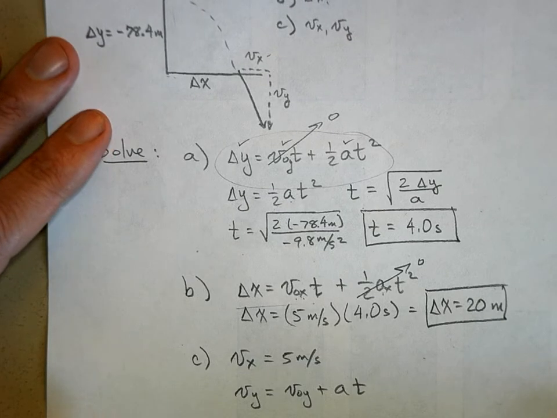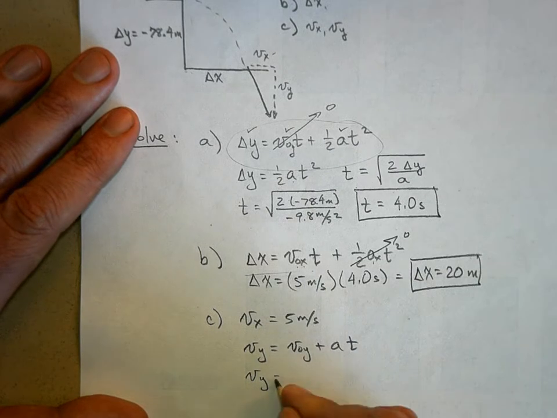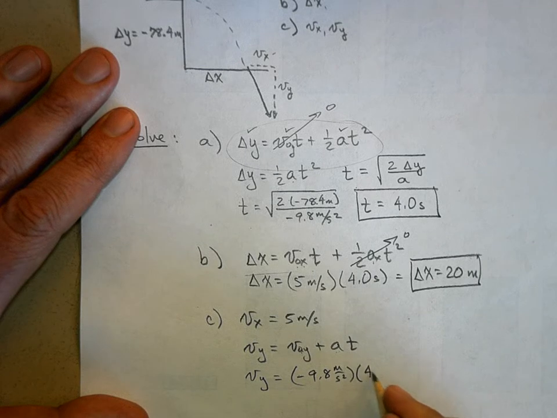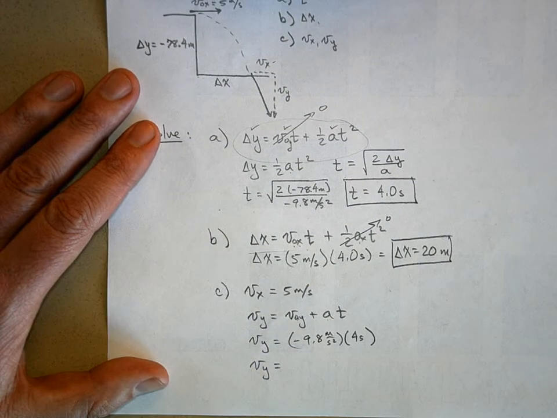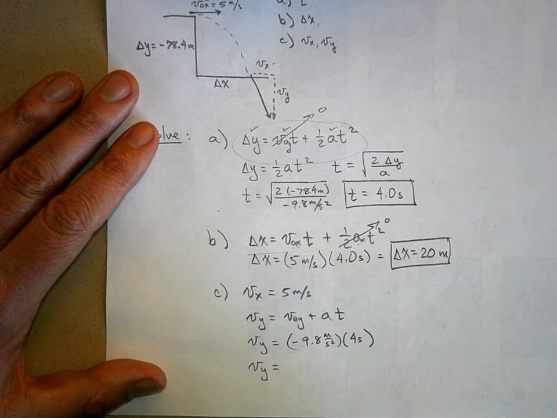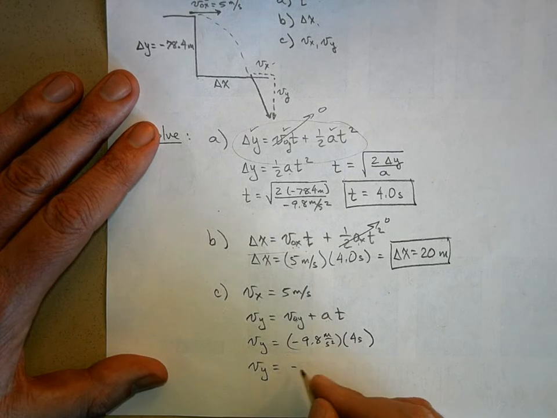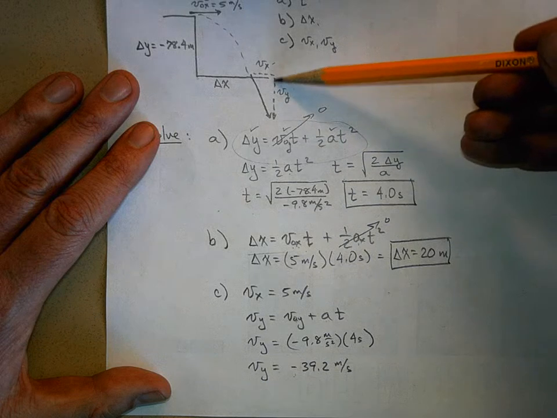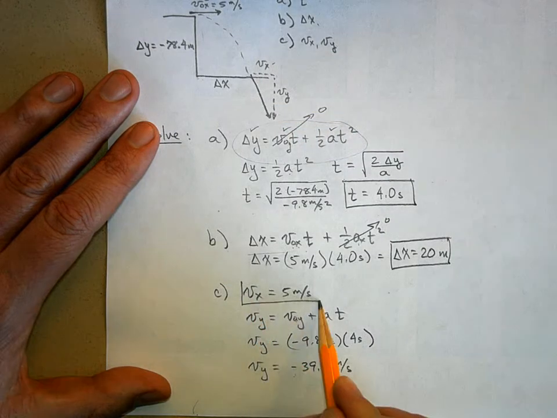And so when I plug in my numbers, the initial velocity is zero, the acceleration is negative 9.8 meters per second squared, and the time is 4 seconds. So Vy is equal to what's 4 times 9.8? It's, what is it, 39.2? Negative 39.2 meters per second. And it makes sense that it's negative, isn't it? Because what direction is the final velocity in the y direction? It's going to be down. Yeah, negative. So these are the two answers that we need for part C.